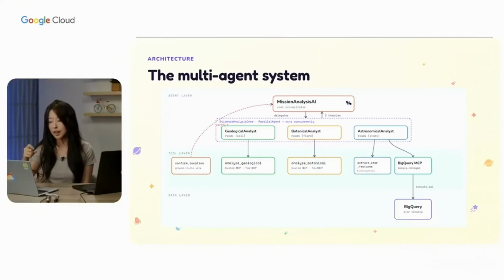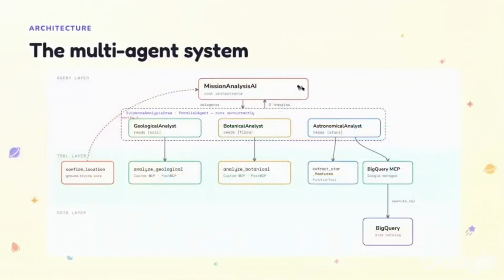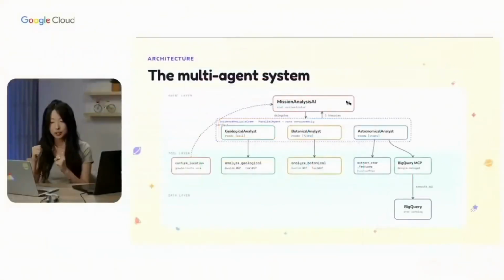But you can also see that I have another tool that I haven't built. It is on the very right. It is extract star features and also BigQuery MCP. So that we're going to cover really soon. So you're also going to learn, except for building your own custom MCP server, how to build tools with function tools and how to build tools with Google managed MCP server to easily access the database. So eventually, what you want is to create those three agents and orchestrate them together.